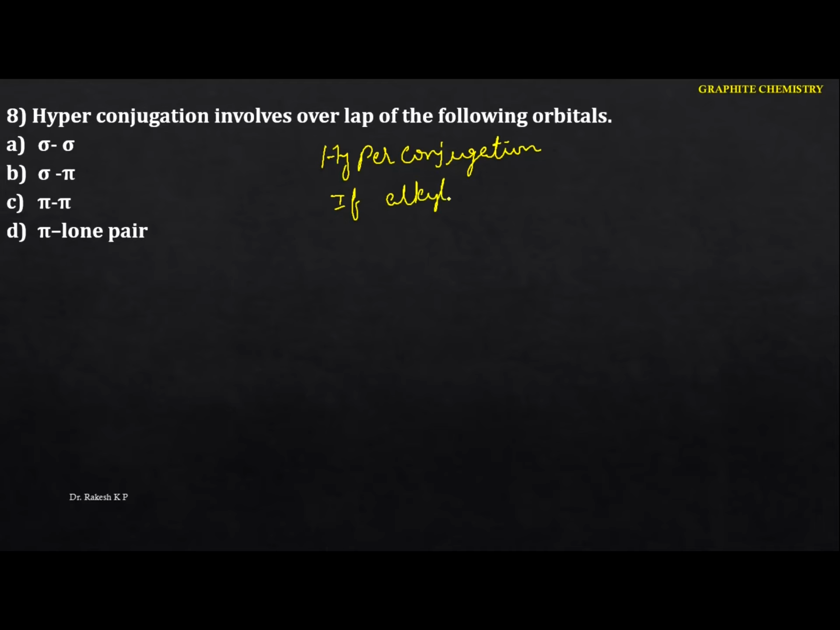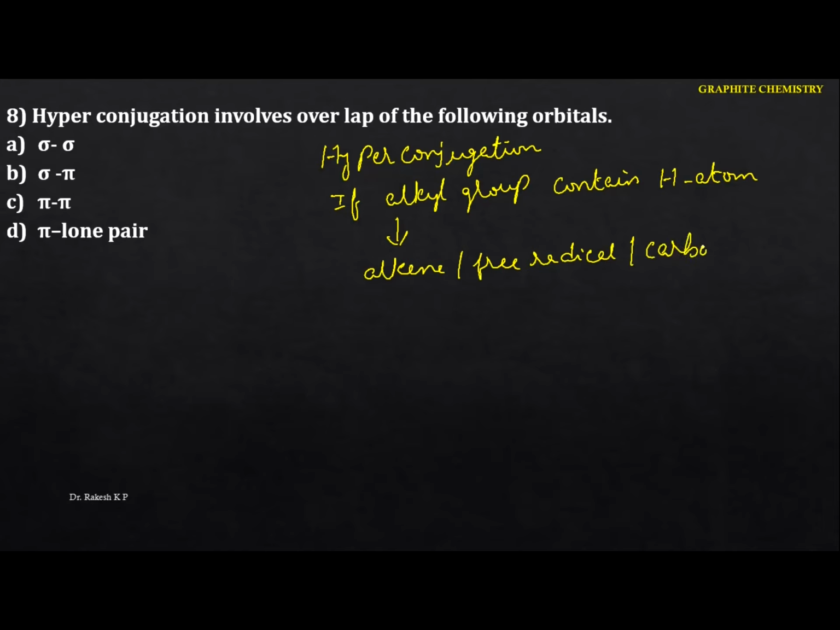If the alkyl group is attached, that means it has to contain at least one hydrogen atom. If this alkyl group is attached to the alkene, or maybe the free radical, or maybe the carbocation. So if the alkyl group containing at least one hydrogen atom is attached to the alkene, free radicals, or the carbocations, you can identify the hyperconjugation.